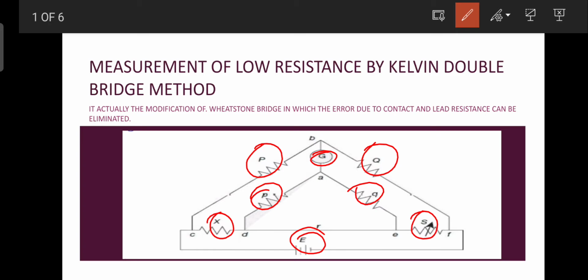So it is actually the modification of the Wheatstone bridge in which the error due to contact and lead resistance can be eliminated. If we measure the portion of X resistance, then at this contact and this contact there is an error due to some other resistance or contact resistance. To eliminate this error, we have implemented the Kelvin double bridge method.